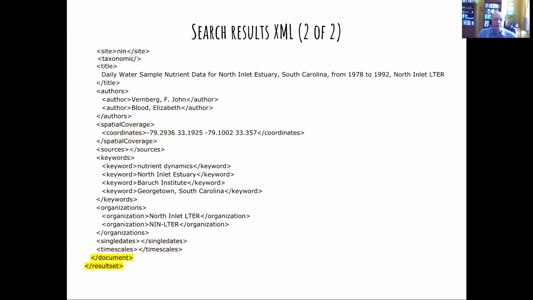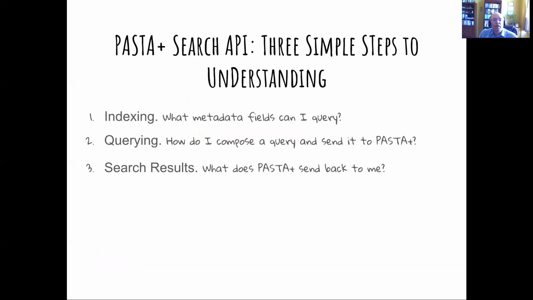Working with these search results is a matter of parsing out the fields that you're interested in from the XML. For example, when displaying your local data catalog or a subset of it based on a user query, you might want to include the title, abstract, authors, and keywords, perhaps the DOI or the package ID. So those are the fields your script or program or XSLT style sheet would need to parse out of this XML, ignoring the rest. At this point, we've covered all three of the topics for understanding the PASTA+ Search API.